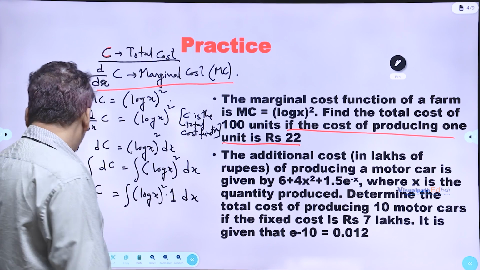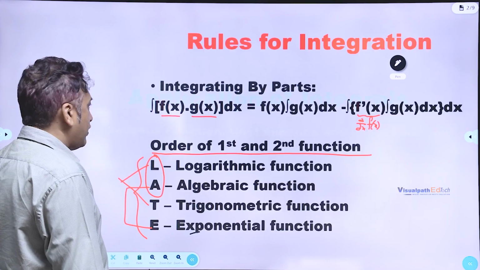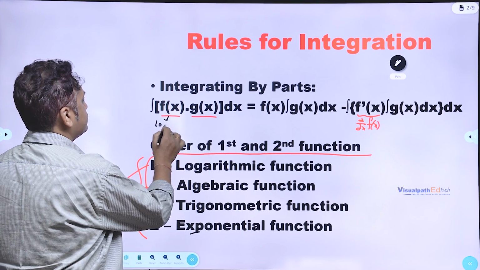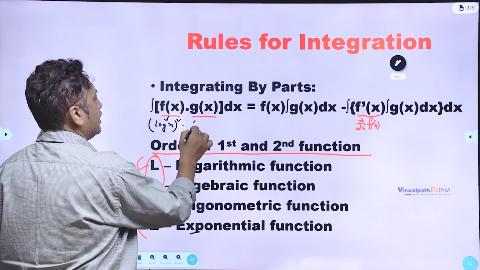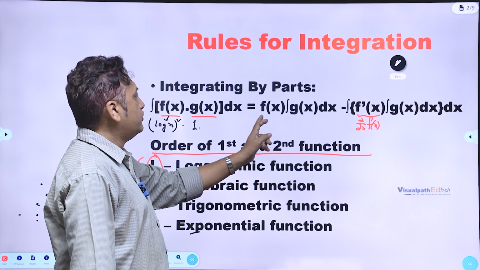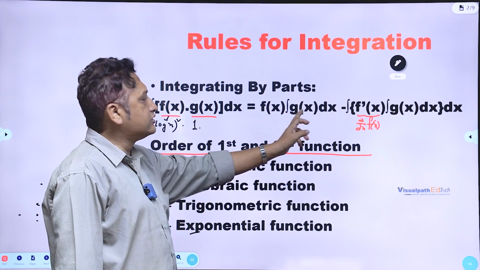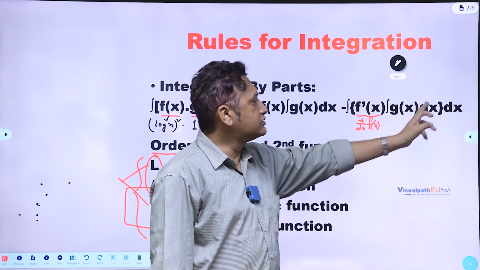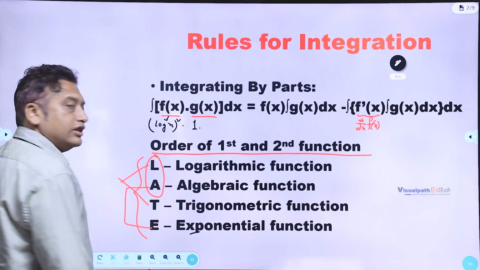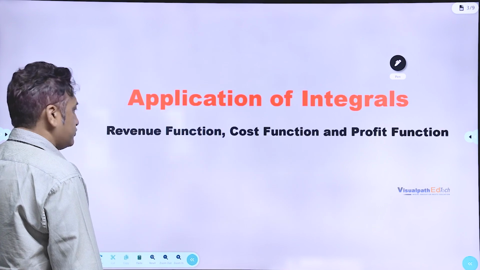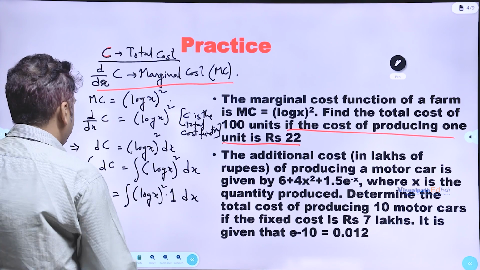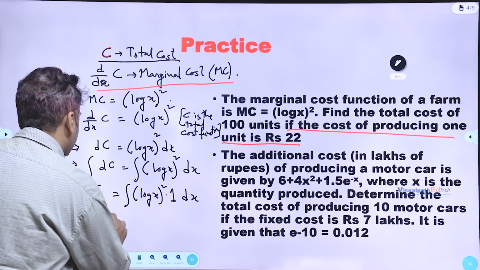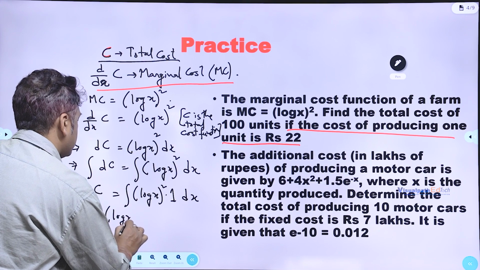So let's now apply integration by parts. Here we have (log x) whole square, and this is 1. What will happen on the right hand side? We'll write (log x) whole square times the integration of 1 dx, minus the integration of d/dx of (log x) whole square into the integration of 1 dx, dx. That's the way I'm going to write it in the next slide as a solution to the sum. So this will be C is equal to (log x) whole square.